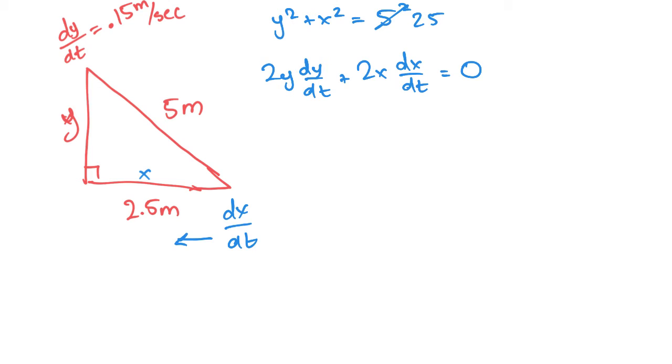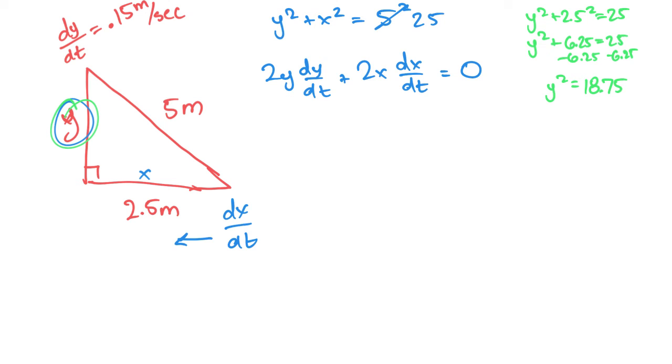So I don't know my y in this scenario, so I should find it, but they do give me my dy/dt and they do give me my x. So finding my y, sorry, I'm going to do this in a different area so we don't get confused. My y squared plus 2.5 squared has to be equal to 25. So y squared plus 2.5 times 2.5, I believe that's 6.25, right? And that's still 25, so subtract 6.25, and you get y squared is equal to 18.75. So when I take the square root of this, I end up with y equal to 4.33.